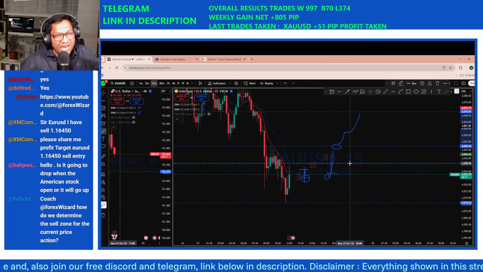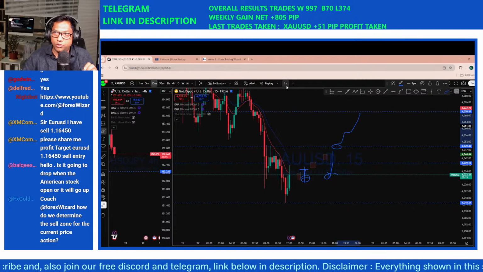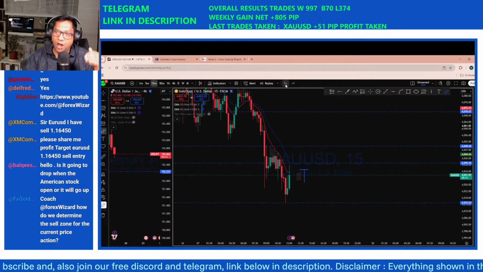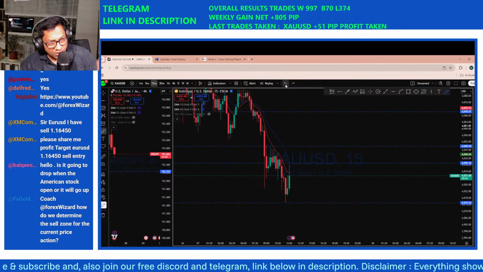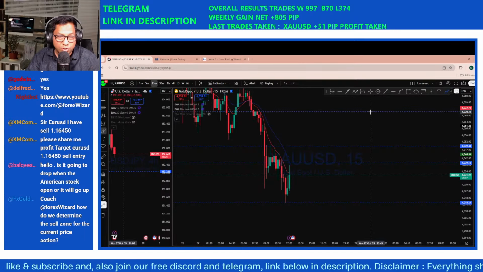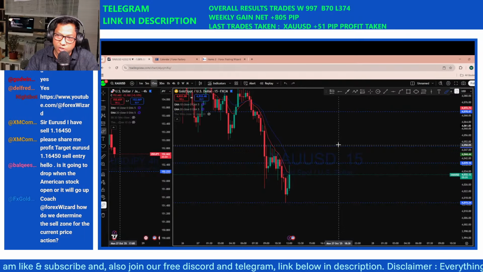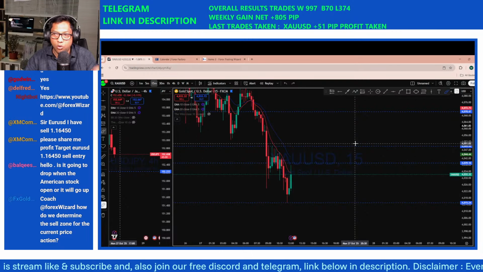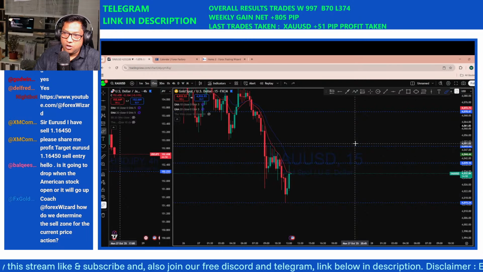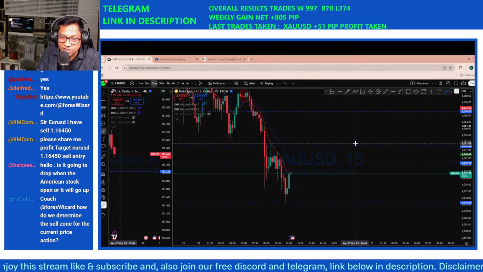So the level is not all of it; it's all about how the price action is interacting with that level. That's where we will determine whether this market will be a sell or a buy, depending on that price action confirmation, or the price action interaction with the level.